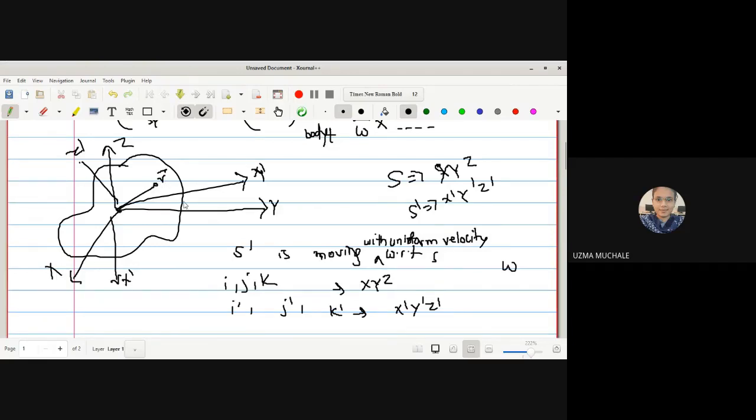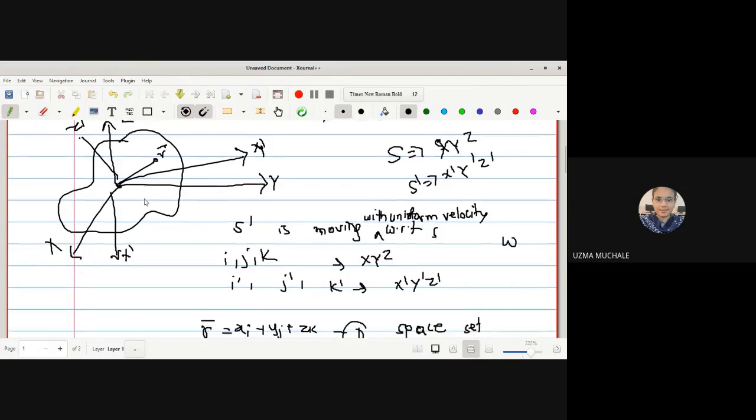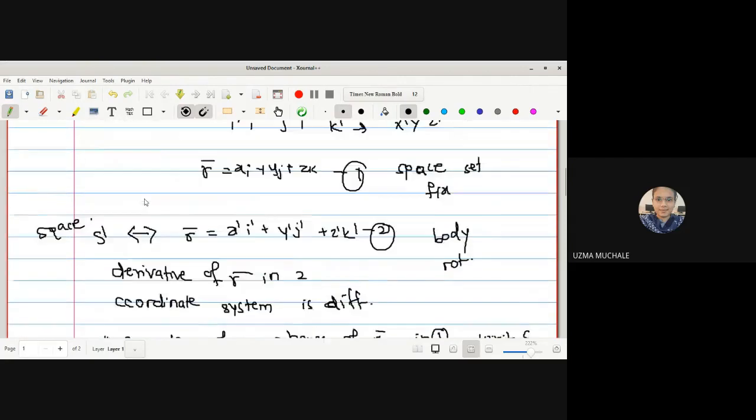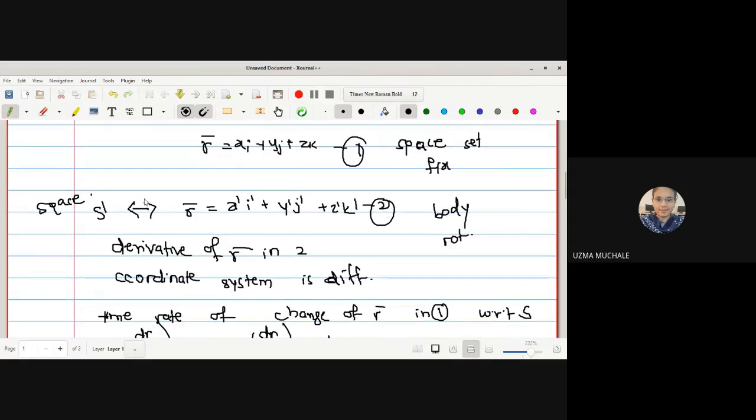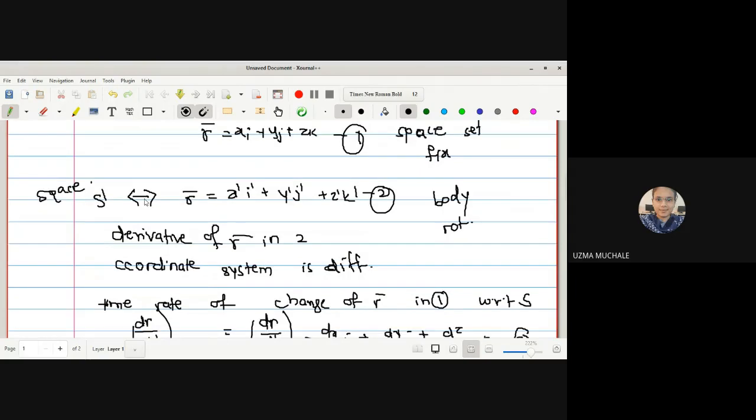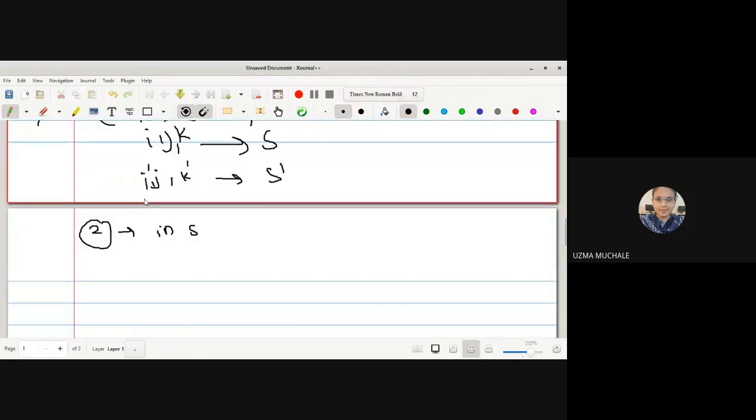This r bar, firstly we have written with respect to x, y, z, and then with respect to x dash, y dash, and z dash. Now we are going to differentiate r in system one, that is the space set of axes, and then afterwards in the body set of axes. While differentiating with respect to the body set of axes there will be a change. That means i, j, k and i dash, j dash, k dash will not be treated as constants since we are in a different system. So let me write down here, differentiating equation 2 with respect to t.